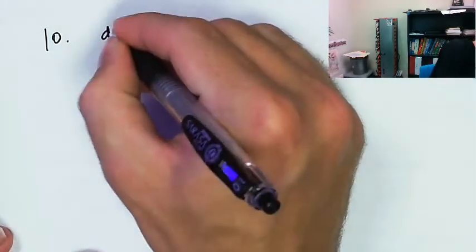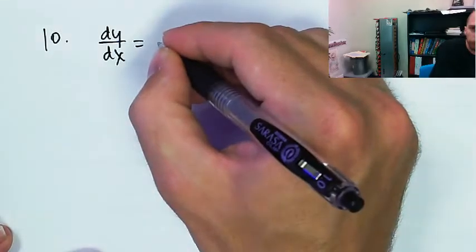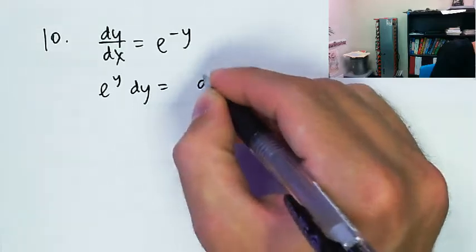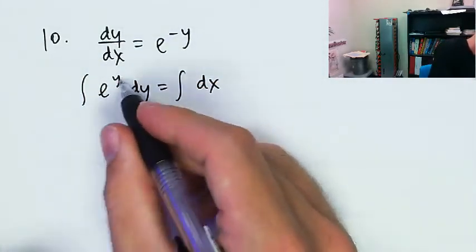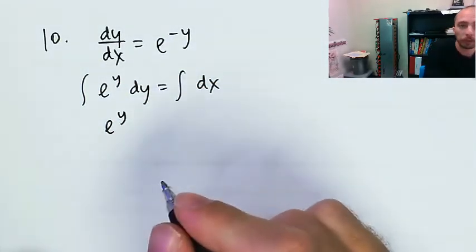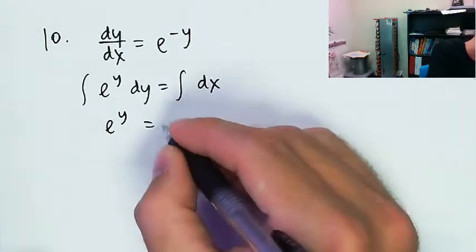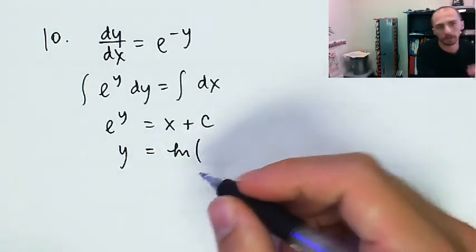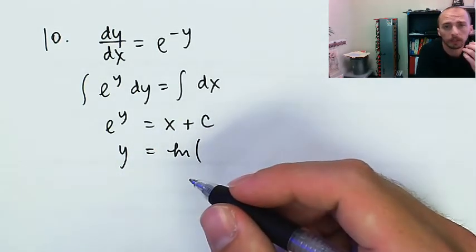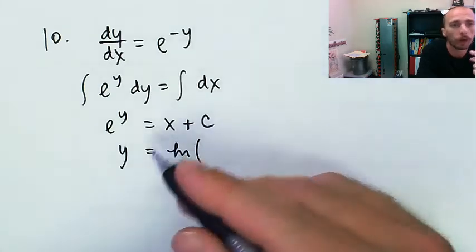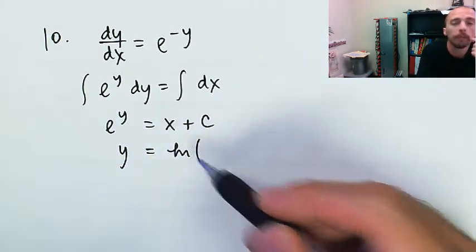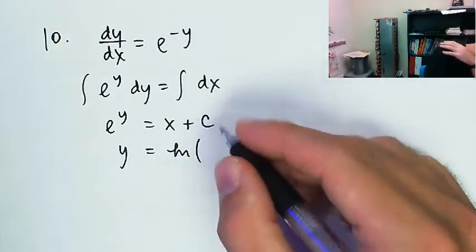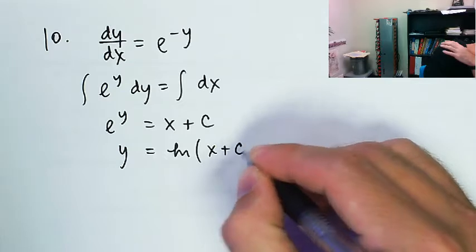All right, so this is number 10. dy/dx equals basically e to the negative y. I'm going to multiply that over onto this side, and I'll have e to the y dy equals dx. So an antiderivative for e to the y with respect to y is going to be e to the y. An antiderivative for 1 with respect to x is just x plus c. So I'll take the natural log of both sides. It's not going to be log of the absolute value of x plus c because I'm solving an equation for y that starts with e to the y, right? The log of the absolute value only comes in when I'm taking the antiderivative of 1 over u with respect to u. Okay, so y is equal to the natural log of x plus c.